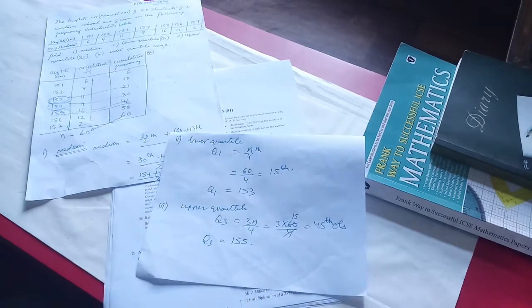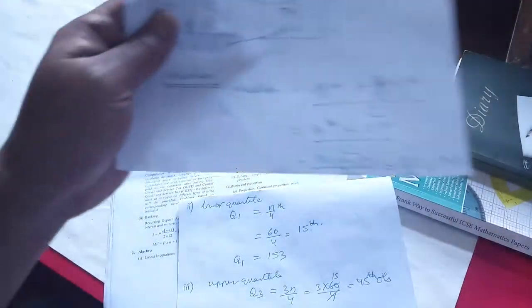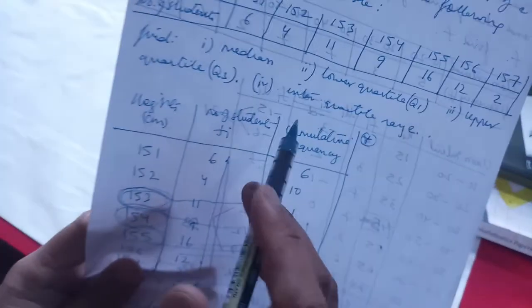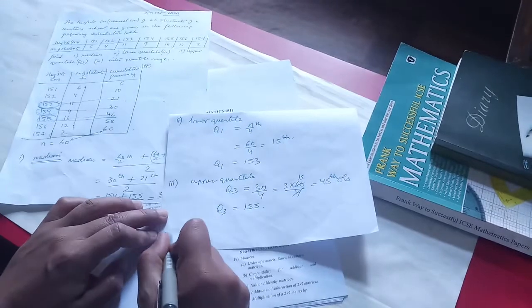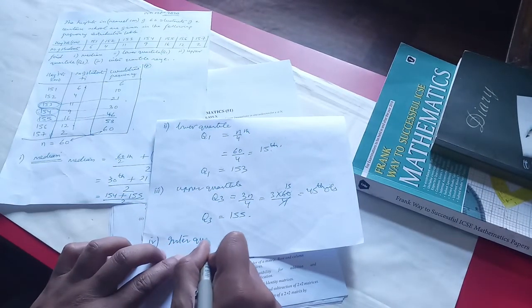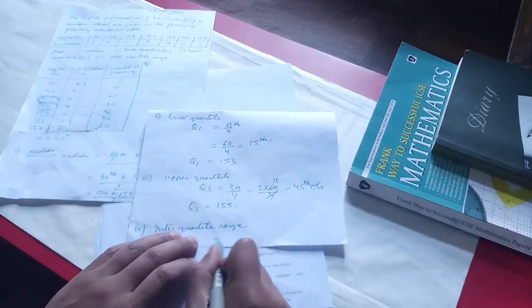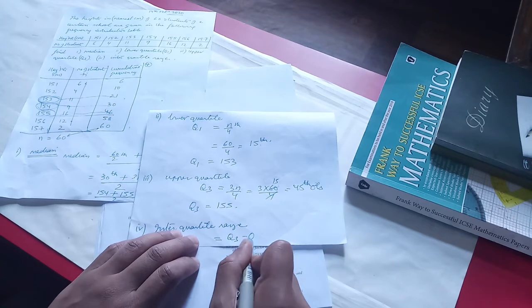155. Okay. So now we have got the answer. Lower quartile we have got, upper quartile we have got, and we have got the median also. Now the next question is interquartile range, which is the simplest. So number 4, interquartile range is very easy. You just have to subtract the upper quartile minus the lower quartile.